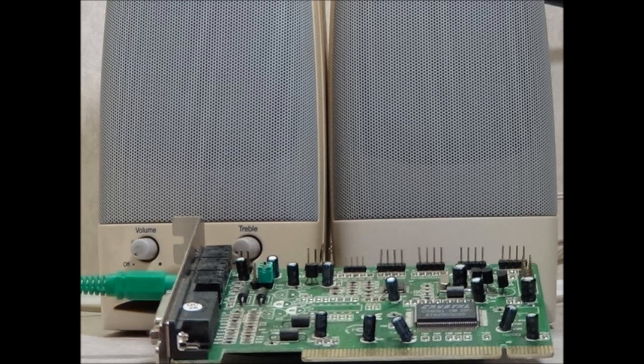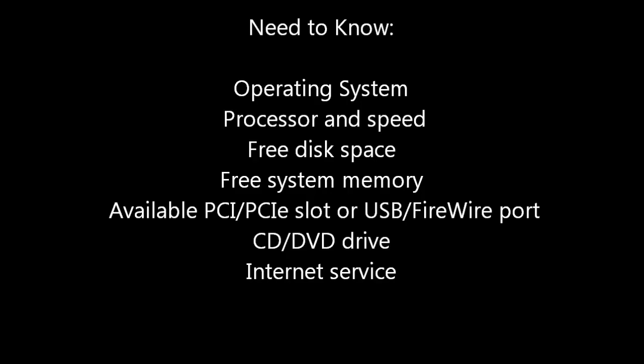Now, before you upgrade, there are different features of the audio card. I'm going to show you what to look for when you're buying. You can go up to 7.1 if you wish, but before you begin to upgrade, you'll need to know what operating system you have. You'll need to know the type of processor and the speed. You'll need to know how much free disk space you have. You need to know how much system memory is installed and how much of it is free.